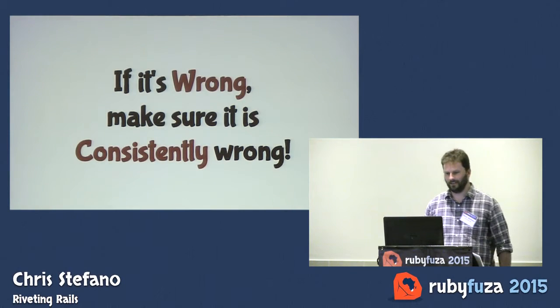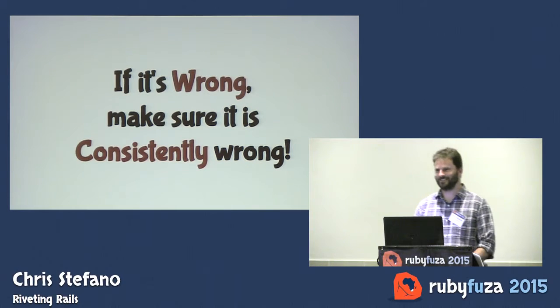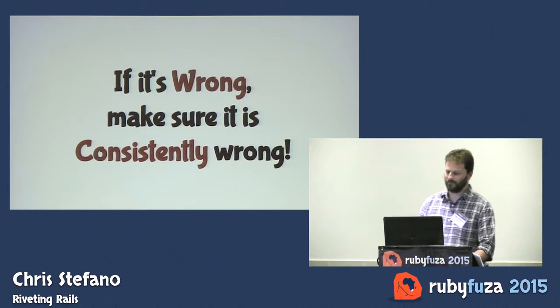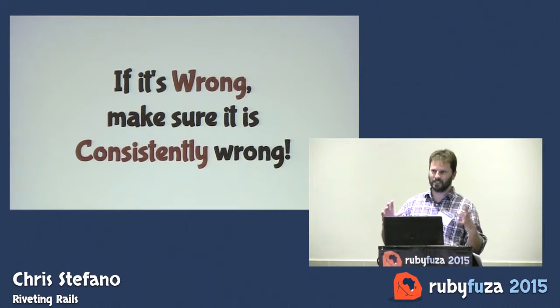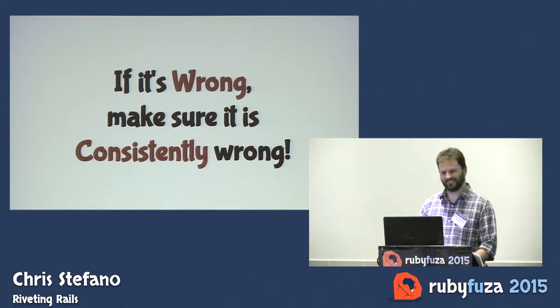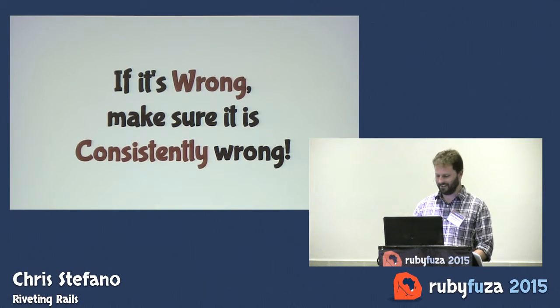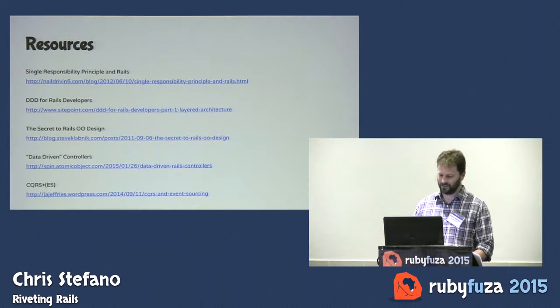And then lastly, the "if it's wrong, make sure it's consistently wrong" mantra is how you actually get by. Because when it comes to refactoring, even though my domain was a big ball of mud and my application was a big mess, I've done it in a consistent mess. So it was fairly easy to introduce these simple changes and get to a point where I felt good about my application again, and developer happiness.